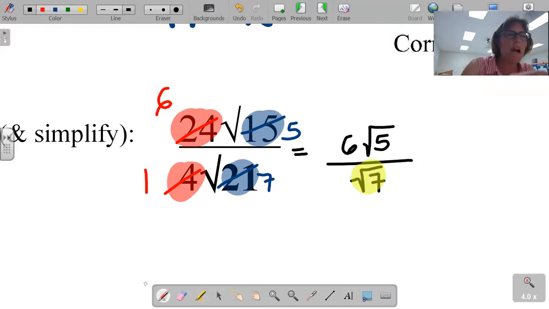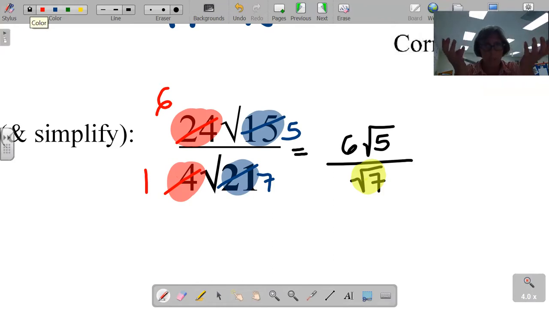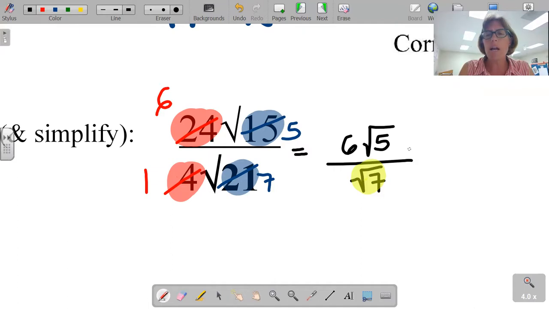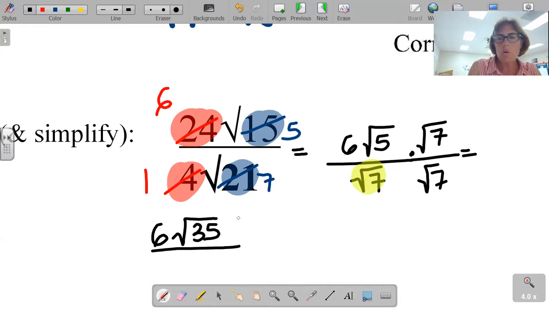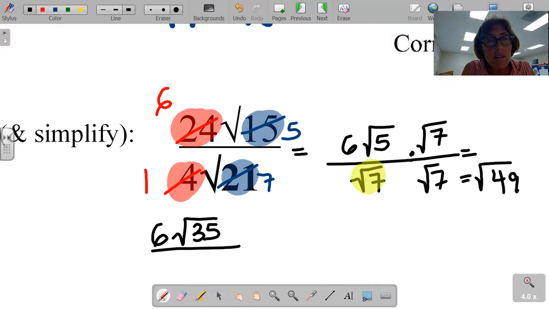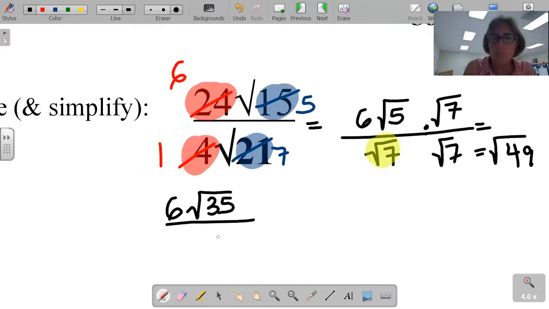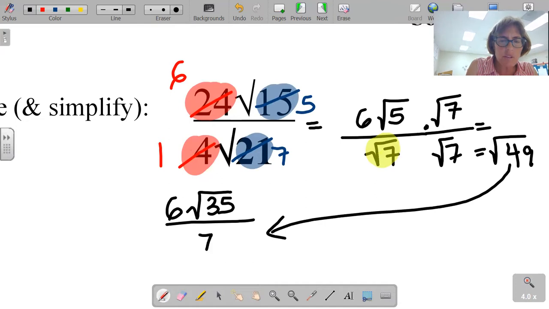The way you get rid of the radical is you multiply top and bottom by the exact same thing, just like you do the same thing when you do equations to keep it balanced. So right here, we're going to multiply top by root 7, bottom by root 7. We end up with 6 root 35. Root 7 times root 7 technically is root 49. But root 49 is perfect. Root 49 simply becomes 7.